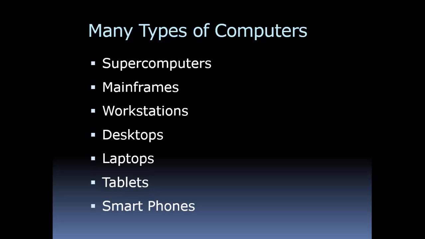Workstations are used by engineers. They're very high powered systems for doing lots of calculations. And of course, what we're doing here are using desktops and laptops, which are the things that are most useful for general business applications. Of course, tablets and smartphones are also very popular, and they're becoming increasingly powerful. So we'll probably be using them in the future for various things.